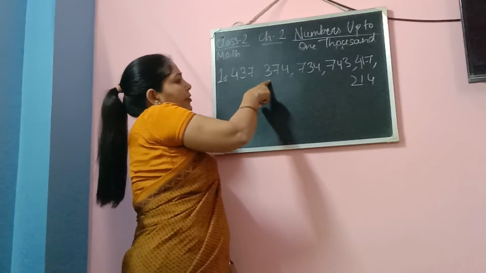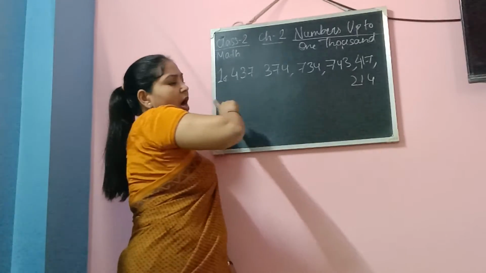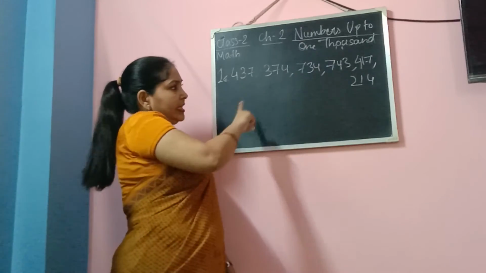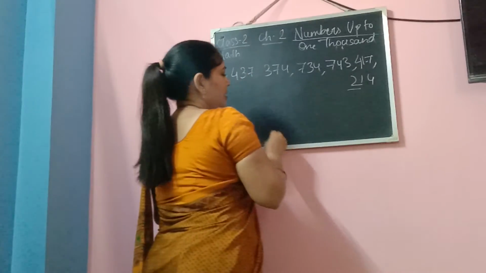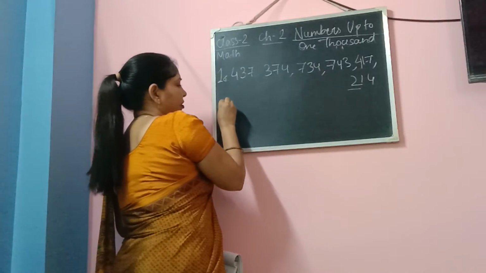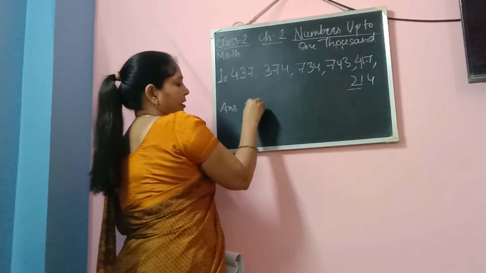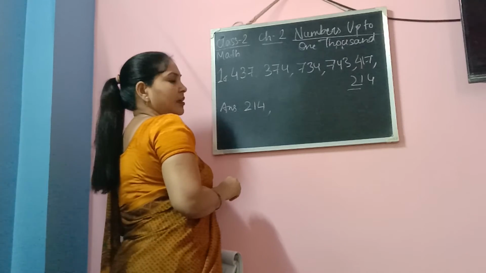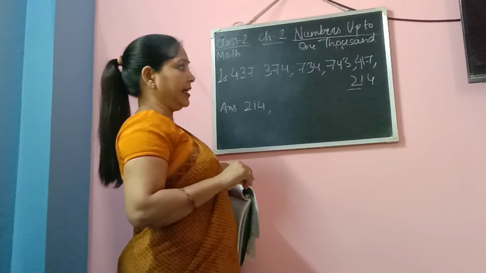Now 4, 3, 7, 7, 4, 2. Out of all these numbers, which is the smallest number? So you can say 2 is the smallest. So in the answer we will write 214, the smallest number. Okay. After that we will compare the next bigger number.